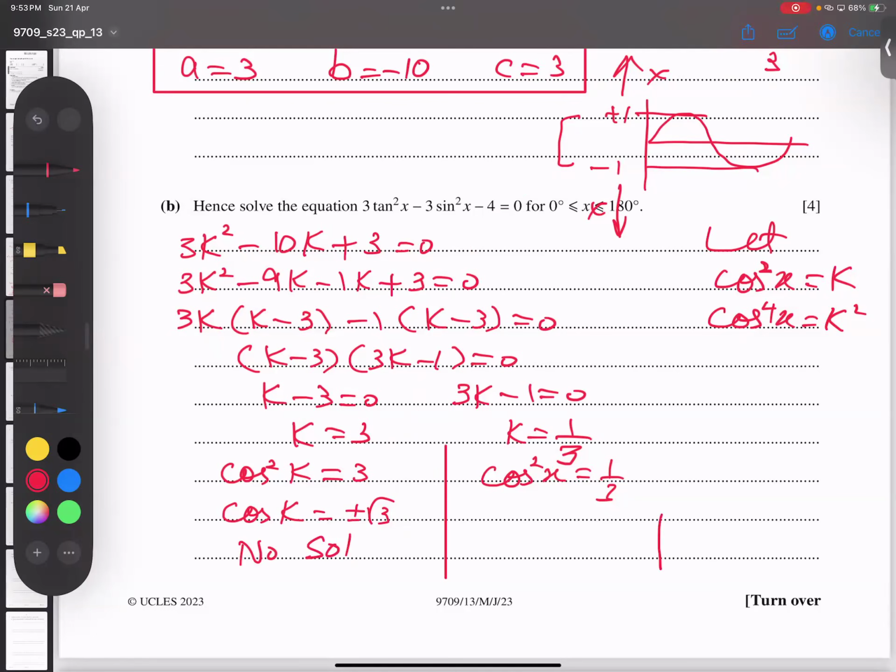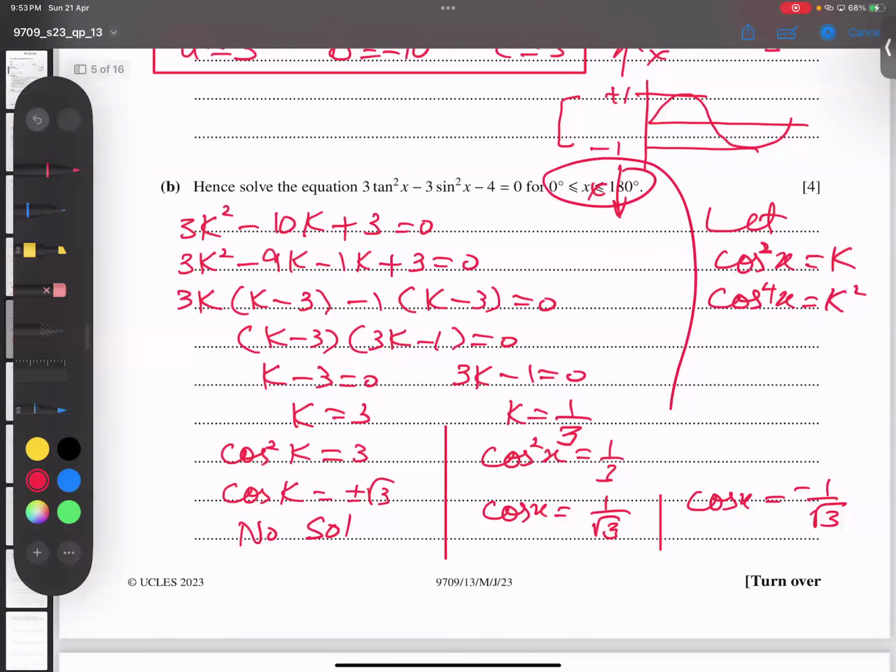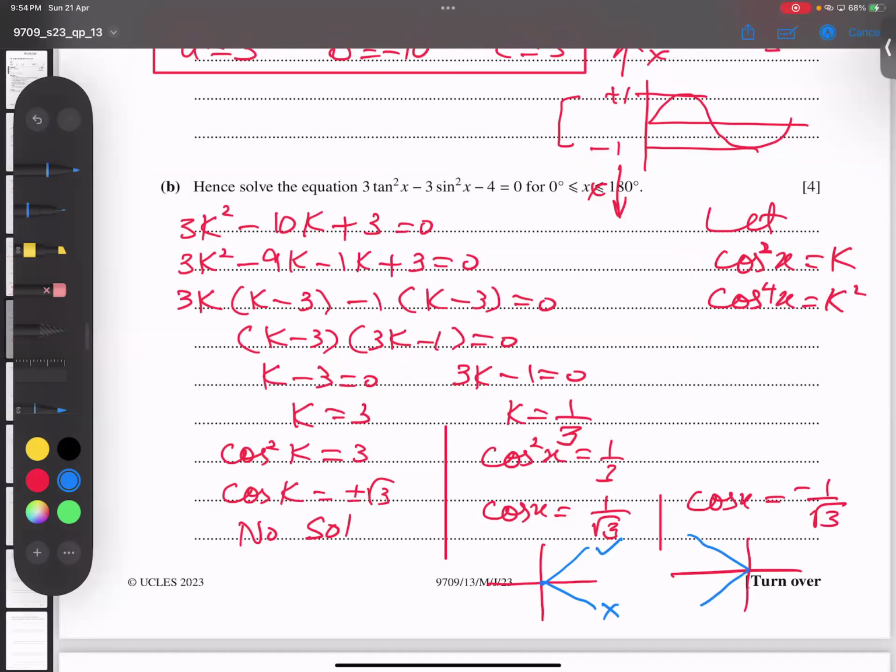And here I will make 2 portions. Cos x is equal to 1/√3 positive, and cos x is equal to 1/√3 negative. Make sure, he said 0 to 180. And I have 2 quadrants. So students, I'll make this cross. Cos positive is here and here. This is out of range. This is in range, I will take. Cos negative is in second and third. This is in range. This is out of range.